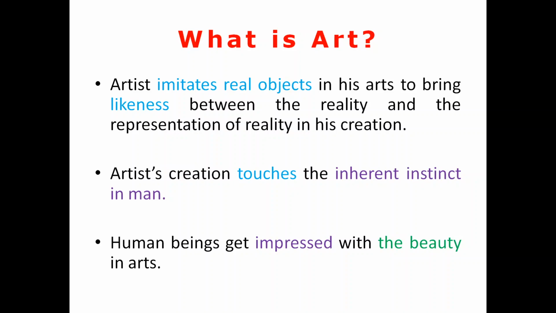Here, what you have to understand is that art has got the power. Art has got the power of beauty, and that beauty attracts human beings. Human beings register their reaction to the beauty. It means art has got the power, and that power touches the inherent instinct in man. This is what we have to remember in this slide. It means human beings get impressed with the beauty in art. It means that art has got the beauty in it. Art has the beauty, that is the power of beauty. This is what we have to remember.